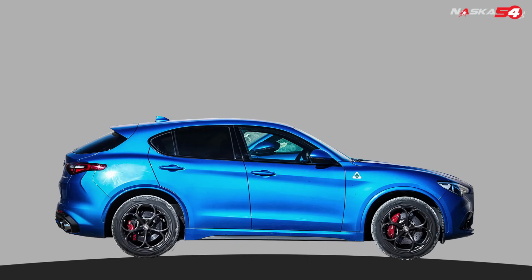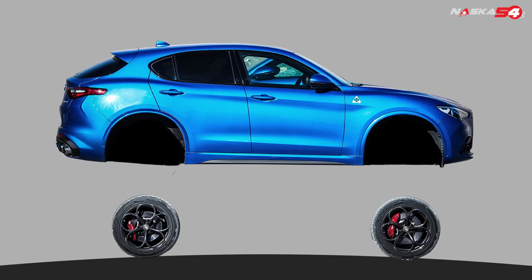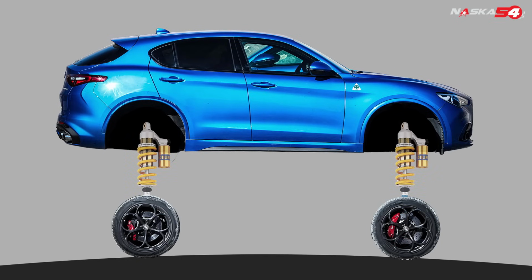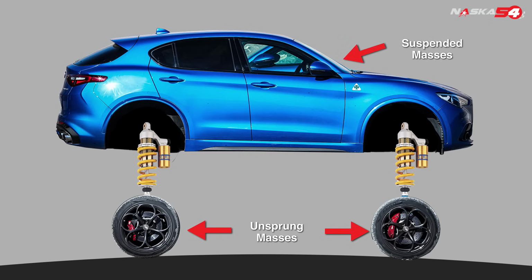The idea was to separate the vehicles from the wheels and to connect the vehicle to the wheels with a mechanism capable of absorbing the hits. Therefore, we have the unsprung masses, which are the wheels, the brakes, the tires, and we have the suspended masses, which is all the rest of the vehicle, which is connected to the wheels with the suspensions. And this is why they're called suspensions, because they support the suspended masses.